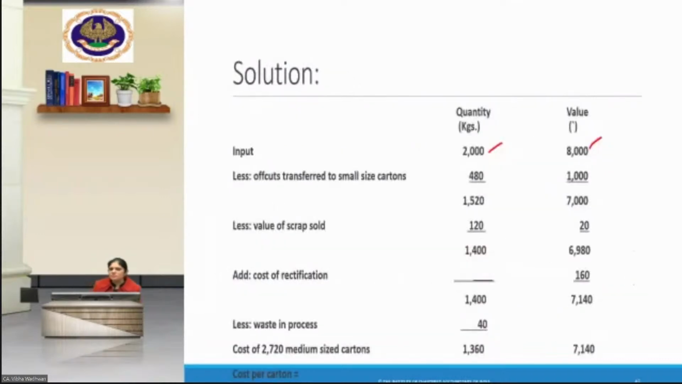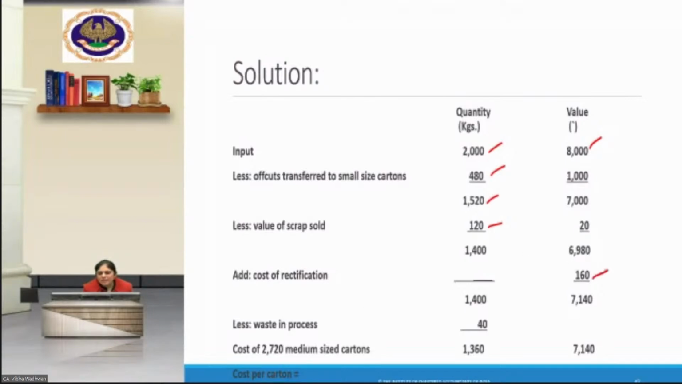So let us just move on now to the solution. 2,000 units we started with, 2,000 kgs of raw material. We have to calculate the cost of medium size. So we have reduced the units or kgs used for small size cartons, offcuts transferred to small size cartons. So that means these are effectively used for medium size cartons, right? Less value of scrap sold. So scrap sold is always a deduction.